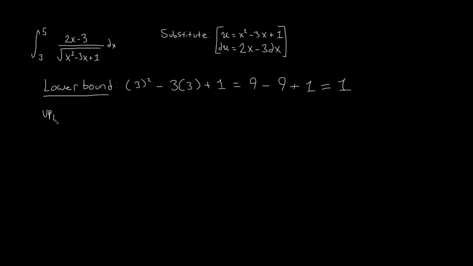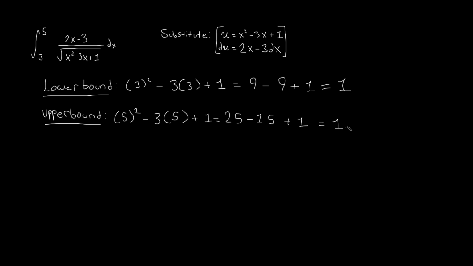Next up, we're going to evaluate our new upper bound. Our upper bound here is 5. So we're going to plug in 5 to x squared minus 3x plus 1. The answer is going to be 11. That means that 11 is going to replace this 5 because it's our new upper bound. So here's our new integral.